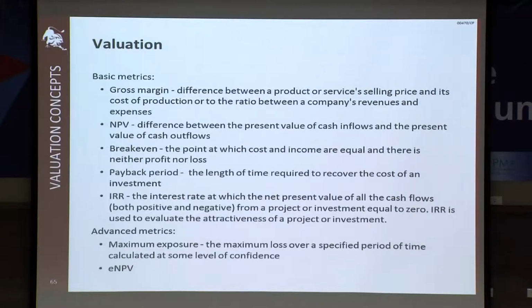So this is quite a difficult concept, but I'll try to explain it. It is the interest rate, when you run your NPV calculations, where the NPV of all your cash flows is equal to 0. And typically we use this to evaluate how attractive a project investment is. Now some advanced metrics, maximum exposure and ENPV. So maximum exposure, it's how much am I going to lose over a specific period of time. And it's calculated at some level of confidence, which you yourself can predefine.